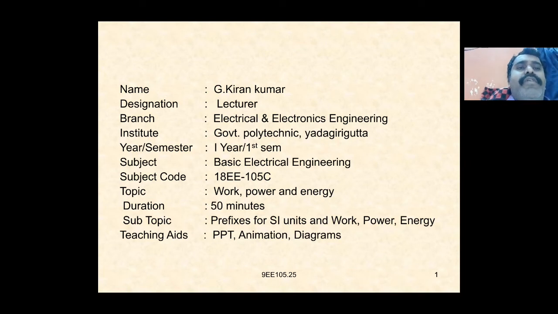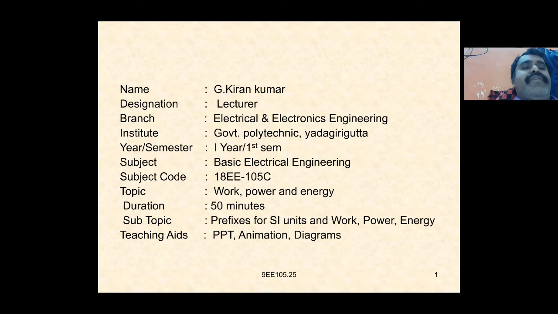Next topic: work, power and energy. Subtopic: prefix for SI units, and work, power and energy. In the case of electrical systems, work is done by passing current through a conductor. Power is the amount of work done in electrical systems. Power can also be defined as the product of voltage and current. Energy is the total amount of work done in electrical systems.